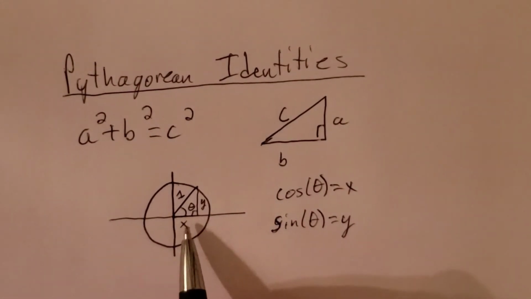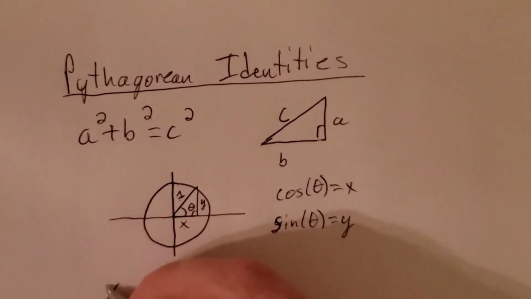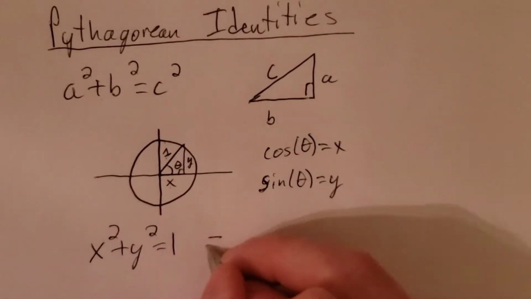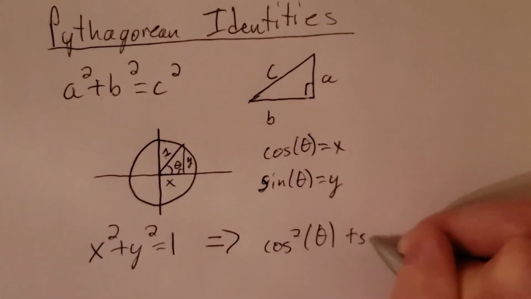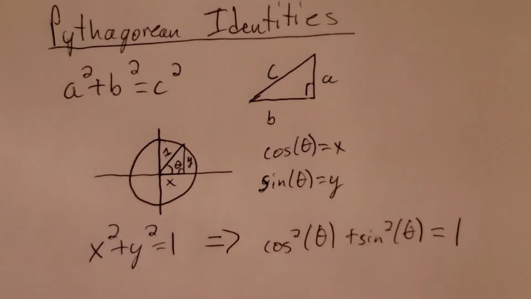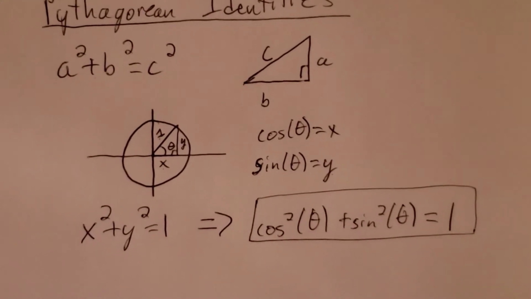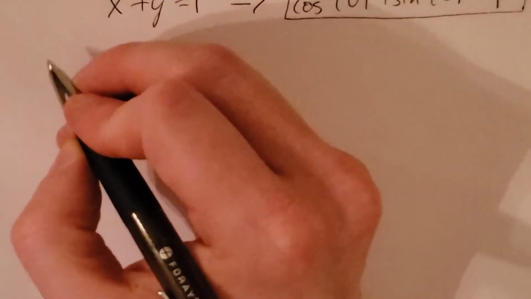So, this formula, using the Pythagorean theorem, would be x squared plus y squared is equal to 1 squared, which is x squared plus y squared is 1. Well, this becomes cosine squared of theta plus sine squared of theta is equal to 1 when we replace x with cosine theta and y with sine theta. And this is what is known as a Pythagorean identity.